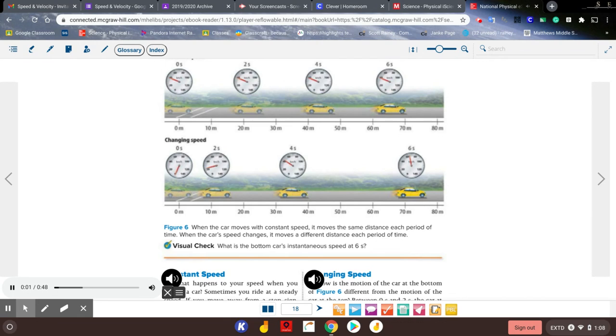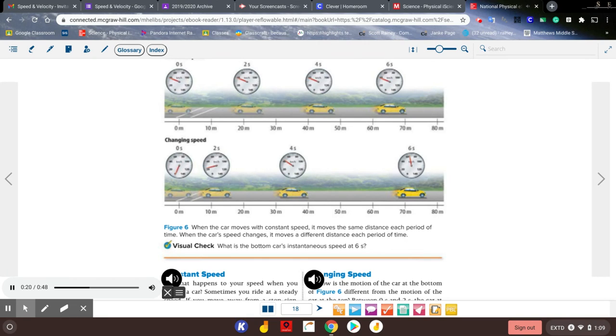Constant speed. What happens to your speed when you ride in a car? Sometimes you ride at a steady speed. If you move away from a stop sign, your speed increases. You slow down when you pull into a parking space. Think about a time that a car's speed does not change.